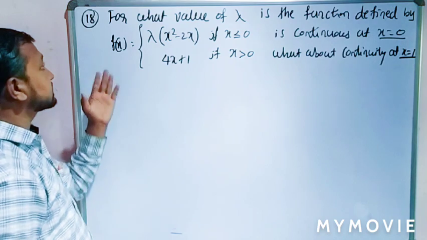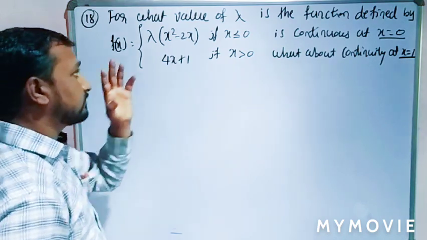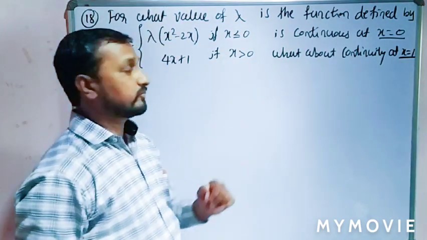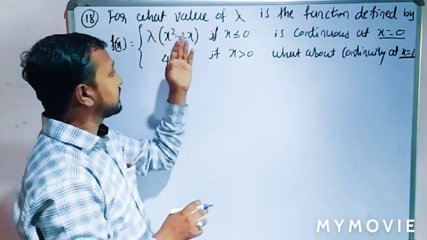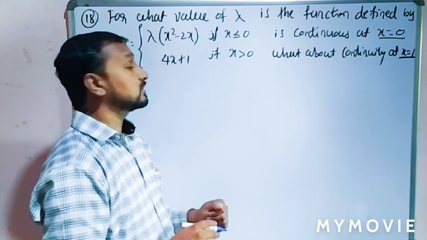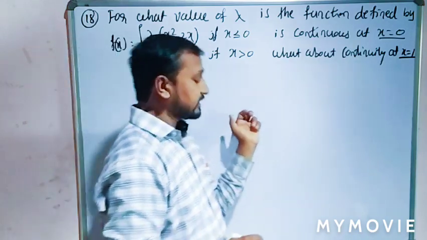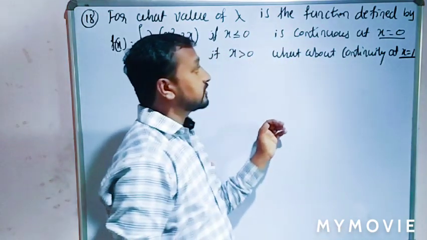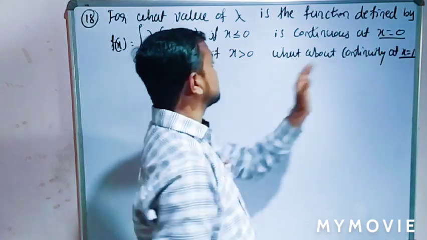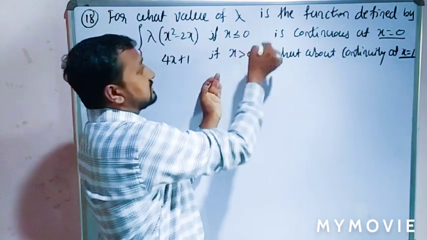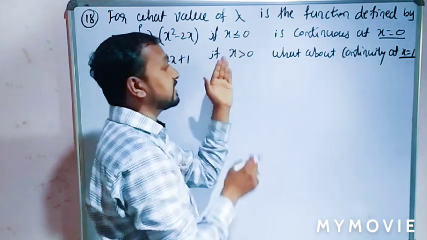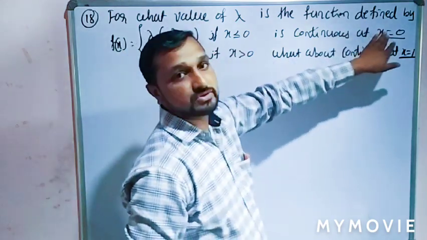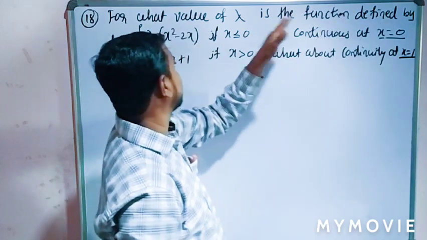Students, in this example: for what value of lambda is the function defined by f of x equal to lambda times x square minus 2x if x is less than or equal to 0, and 4x plus 1 if x is greater than 0, continuous at x equal to 0? Here x is less than 0, x is greater than 0, and x is equal to 0. For what value of lambda? We can find the value of lambda.